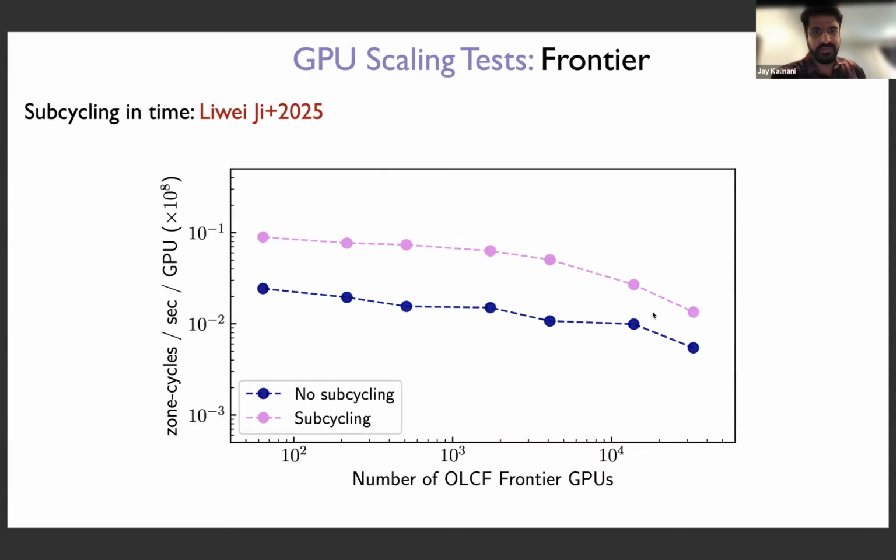Also, as I mentioned, the subcycling in time definitely helps quite a bit. In this case, you see that the blue curve gives you a zone cycles per second per GPU on the order of 10 to the power 6. And once you include subcycling in time, the absolute performance is increased by a factor of 3 to 5. So that is a tremendous speedup when you include subcycling.